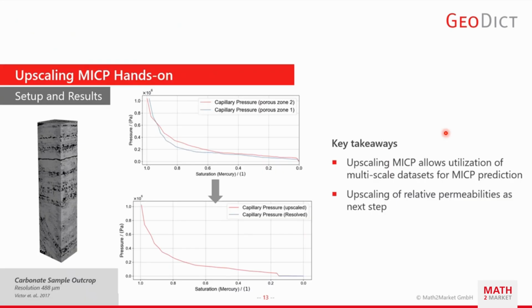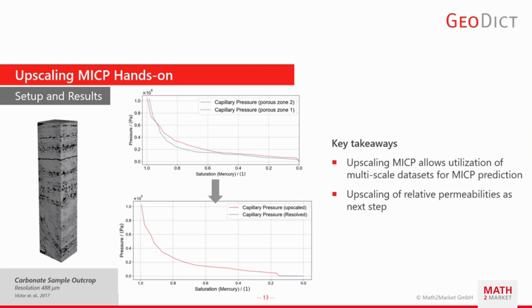And so this is one of the first steps we have in the upscaling of two-phase flow properties. First, we started with the simpler experiment, which is MICP, and we plan to build upon it and also do the capillary pressure curve upscaling for other more complex systems, such as oil and gas, and also predict the relative permeabilities on large-scale samples.